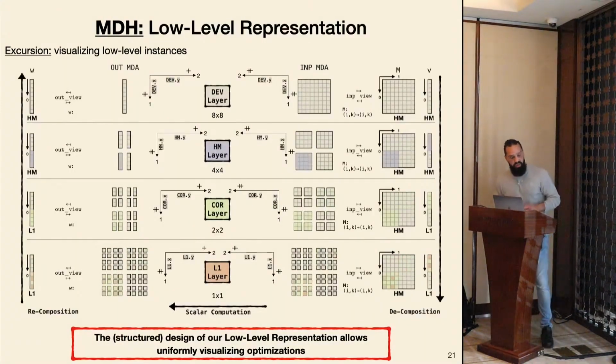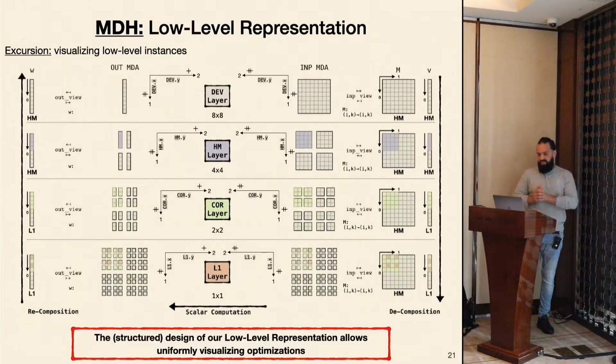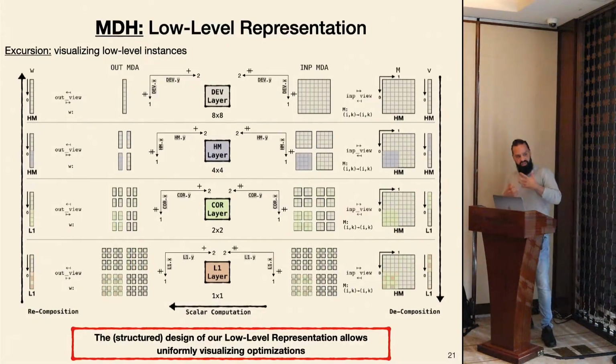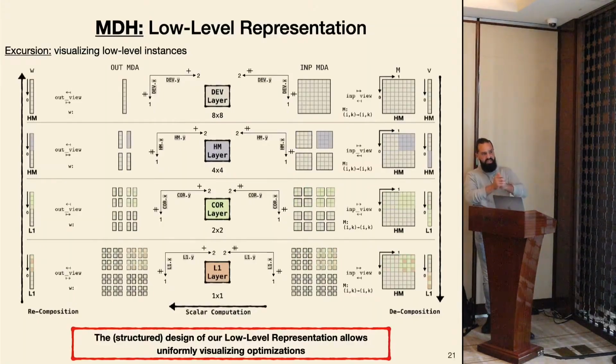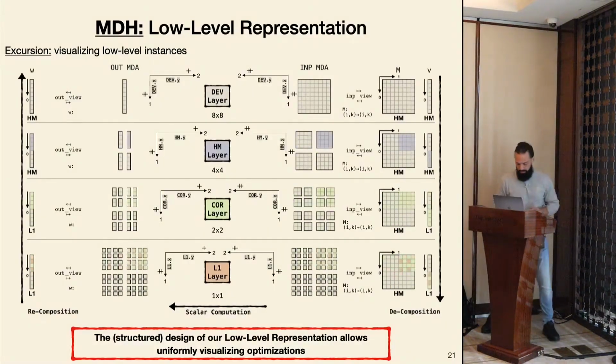Because of the design of our low-level representation, which tries to be very uniform and follow some structure for all kinds of instances, we could even visualize optimizations for different kinds of architectures and different kinds of computations in a uniform way. Here on the right side, for example, you can see how the problem is made gradually smaller, in this case a matrix-vector multiplication. At the bottom, we compute on these smaller problems, and then we recompose these smaller results to the final result.